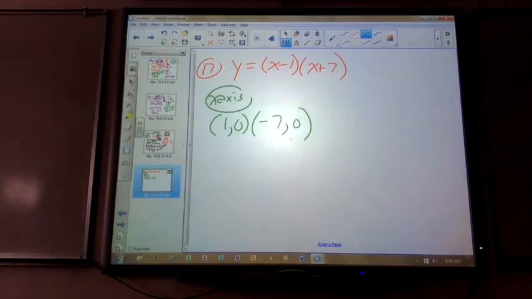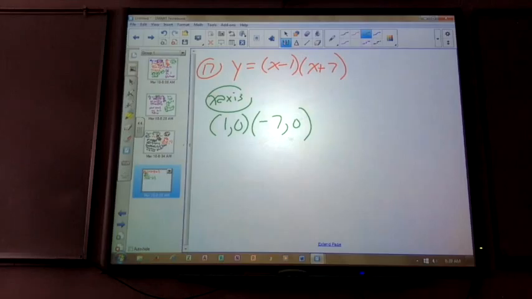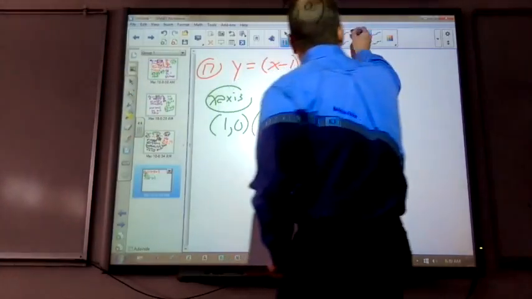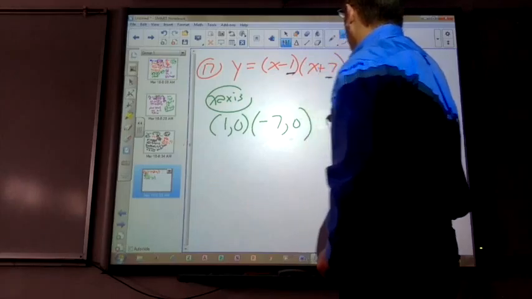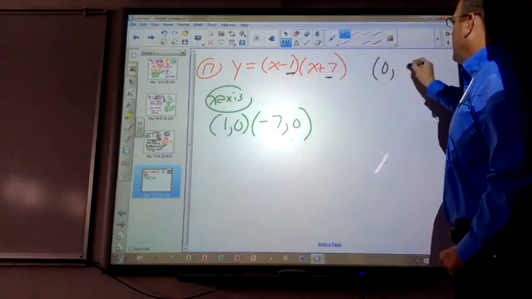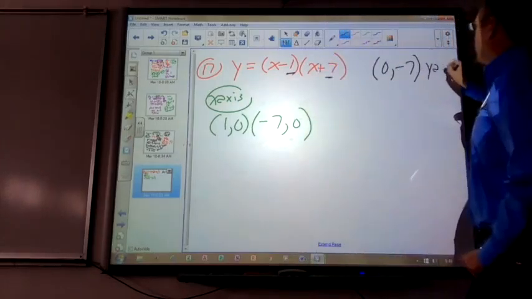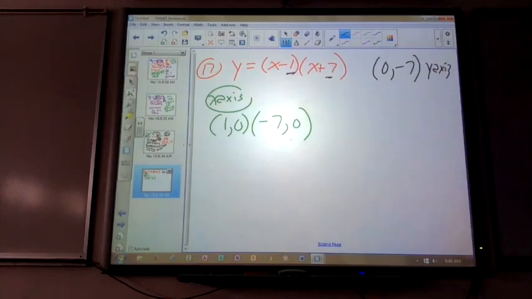You do x times 7. So you're thinking about multiplying the whole thing out? Yeah, I like it. But Mac, you're going to get this one. Ready? Negative 1 times 7 is what? Negative 7. So this right here, if I multiply those together, I get 0 comma negative 7, which is my y-axis crossing. I didn't have to multiply the whole thing out to get there. So sometimes a little shortcut might work for you.